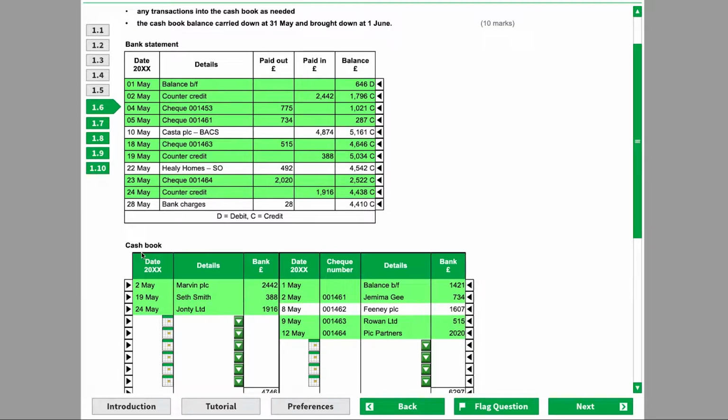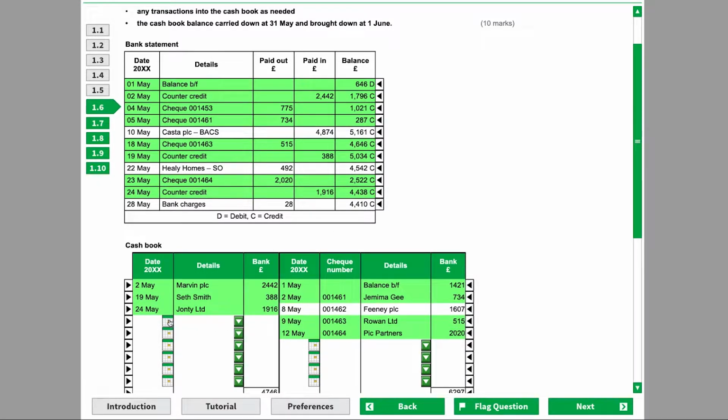So now that we've done that, you can see that we do have a few remaining items, and therefore the next step would be to enter those transactions that are on the bank statement into the cash book. So the first of these would be Castor PLC, so this transaction here. So let's enter that in on the debit side of the cash book as money coming in.